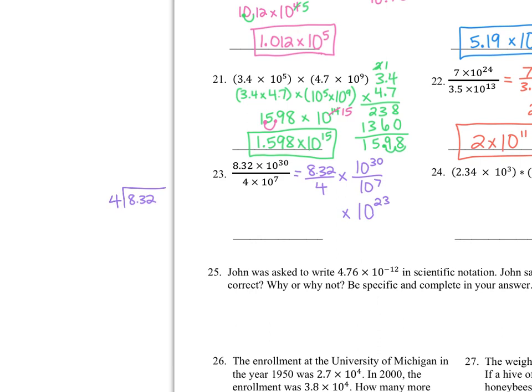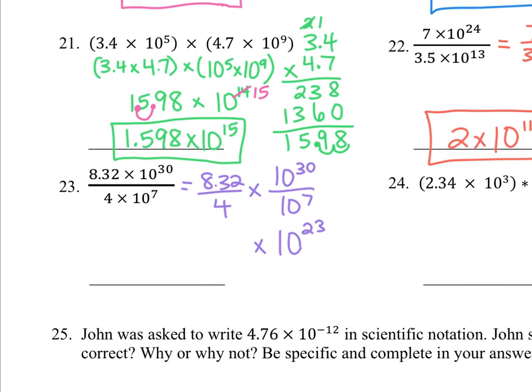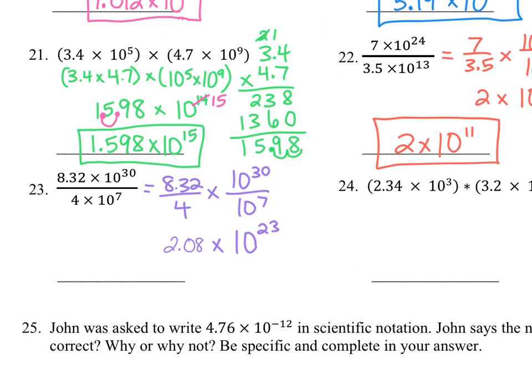Divide by 4. 4 goes into 8 twice. Minus 8 is 0, and then put the decimal there, bring down the 3. 4 does not go into 3, so we put a 0 there, and then we bring down the 2, and 4 goes into 32 8 times. So subtract 32, that gives us 0, so we're done. So it's 2.08, not 2.8. So we get 2.08 times 10 to the 23rd. That is already between 1 and 10, so that's going to be our final answer. 2.08 times 10 to the 23rd.